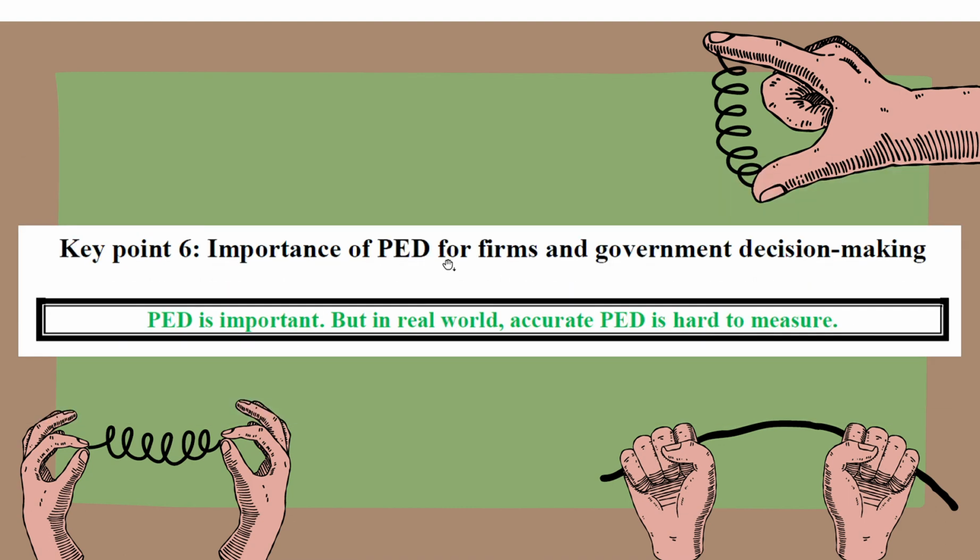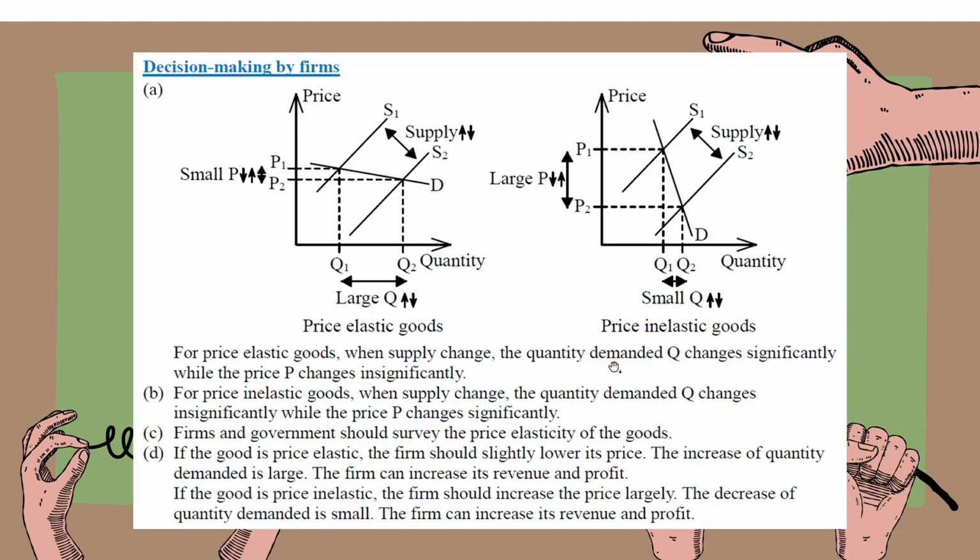Importance of PED for firms and government in decision making. PED is important, but in reality, accurate PED is hard to measure, even with big data. So we look at the two curves, elastic demand and inelastic demand. Think about when the supply changes, up and down, which one will have a larger change of Q and which a larger change of price. This is the same diagram as before, but now we add the demand curve and the supply curve to talk about it.